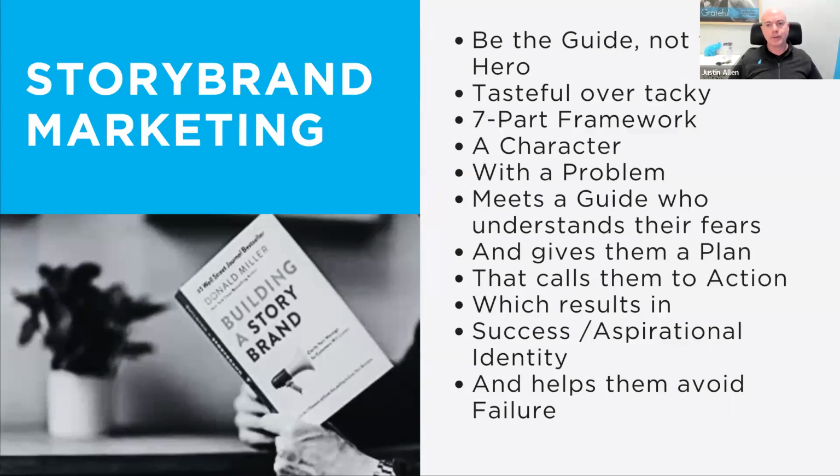So let's go through the 7-part framework. This is how a story unfolds, and this is how your marketing should unfold. A character with a problem meets a guide who understands their fears and gives them a plan that calls them to action, which results in either success and an aspirational identity, or they become a failure and they don't get this. So it helps them avoid failure. That's generally the 7-part framework. That's the story unfolding everywhere at all times.